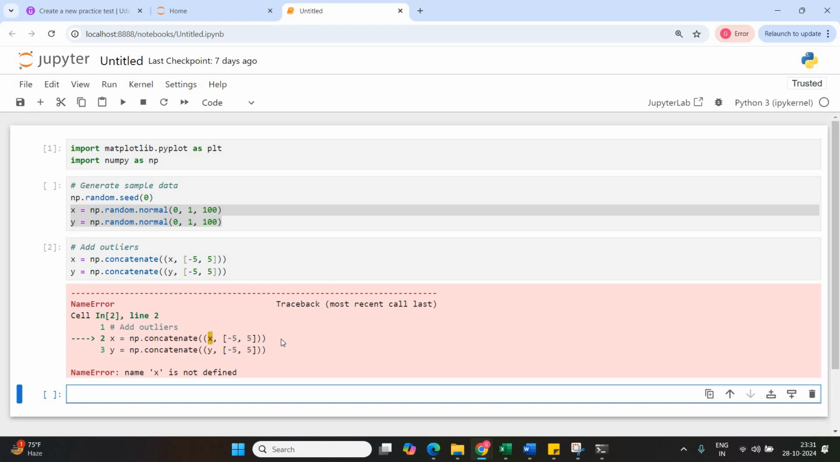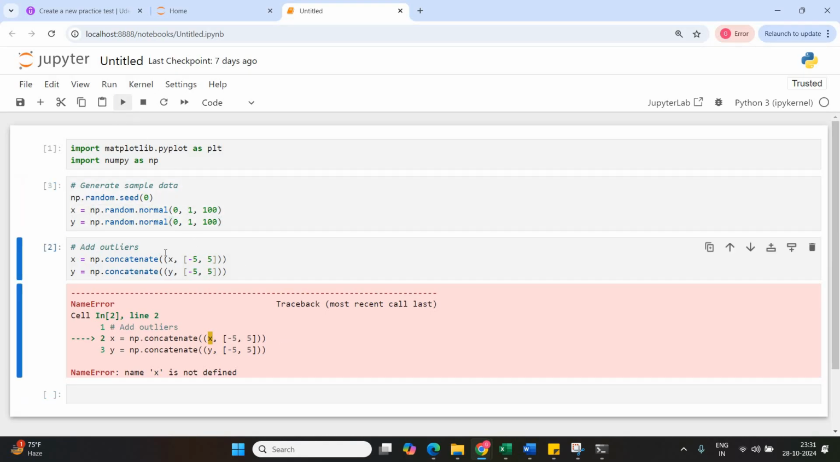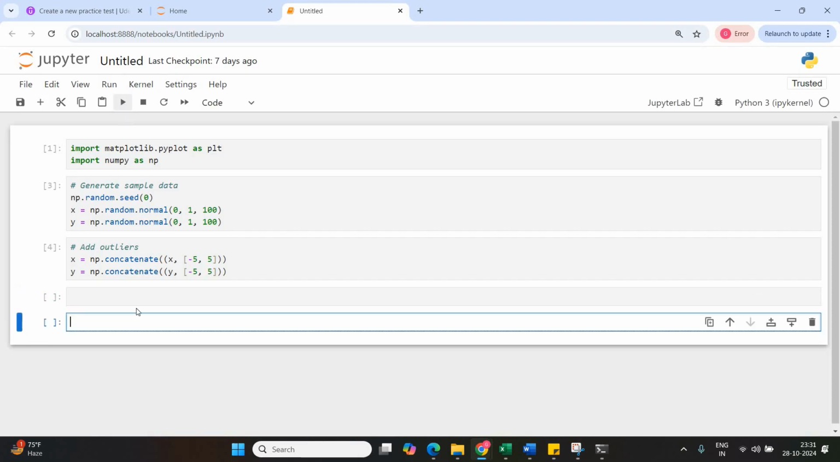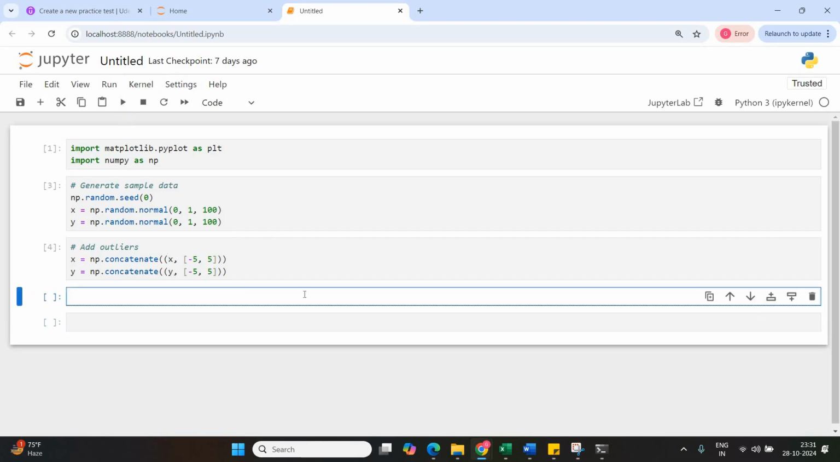Let me see why is it doing so. X is not defined. Let me see why is it doing so. And now, yeah, now it is running fine. There was something wrong. That is why it was giving me the problem.